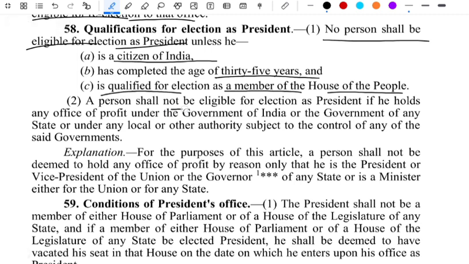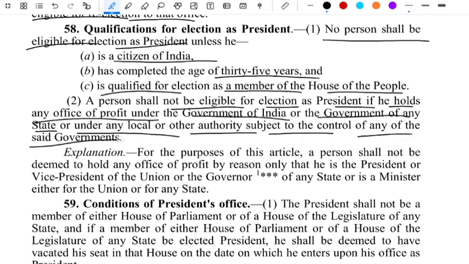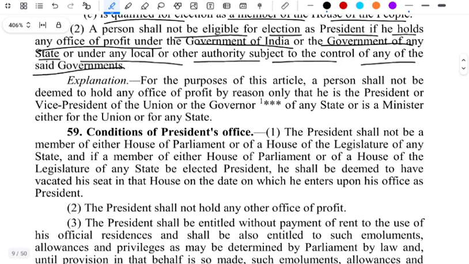A person shall not be eligible for election as President if he holds any office of profit under the Government of India or the government of any state or under any local or other authority subject to the control of any of the state governments. Okay. For this purpose, a person shall not be deemed to hold any office of profit by reason only that he is the President or Vice President of the Union or the Governor of any state.